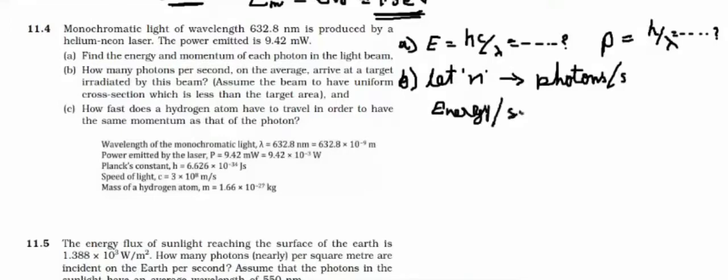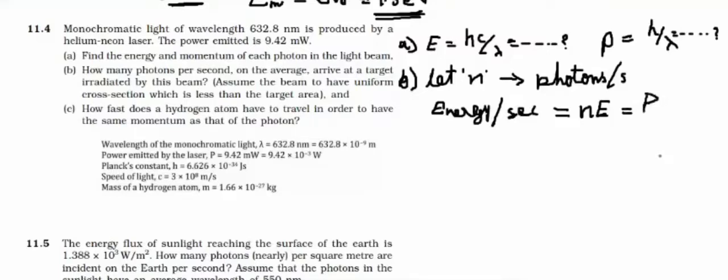Energy per second falling on the surface is equal to N into E, where E is the energy of one photon. N is the number of photons per second. E is the energy of each photon. Therefore, NE will give energy per second. And you know, energy per second is power.